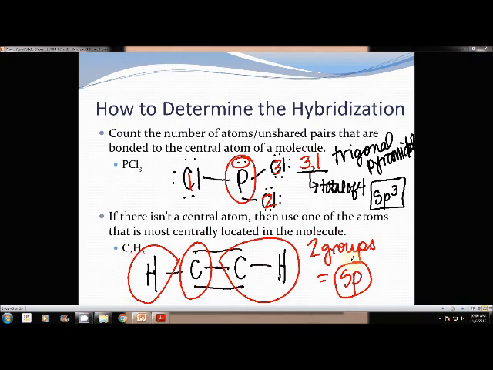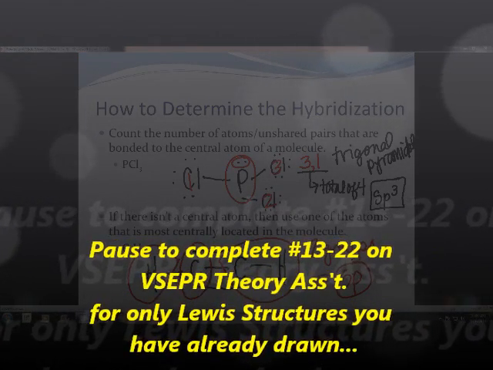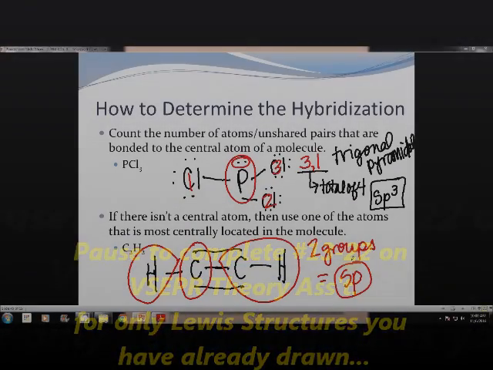Okay? So this is how you're going to figure out the hybridization that corresponds to the 7 that you drew the Lewis structure and identified the molecular shape on the VSEPR theory assignment. Okay? So if you would like to pause now and get those done real quick, and then we're moving on to polarity to finish up the assignment.